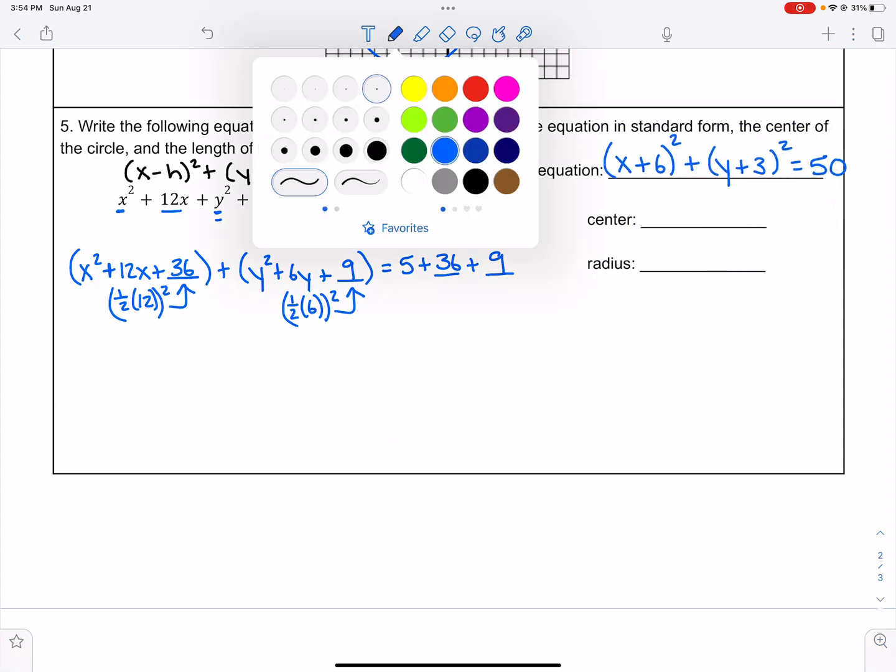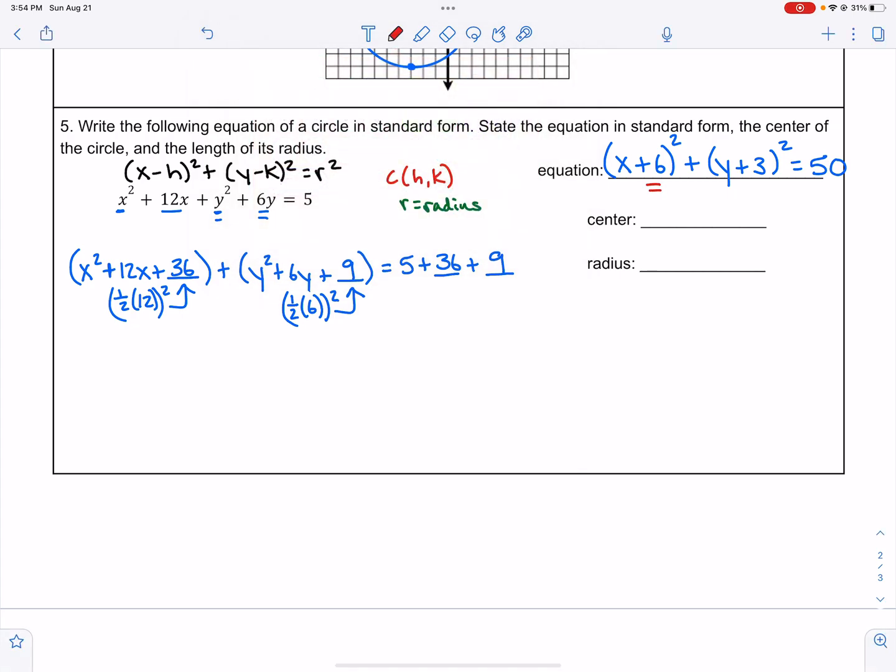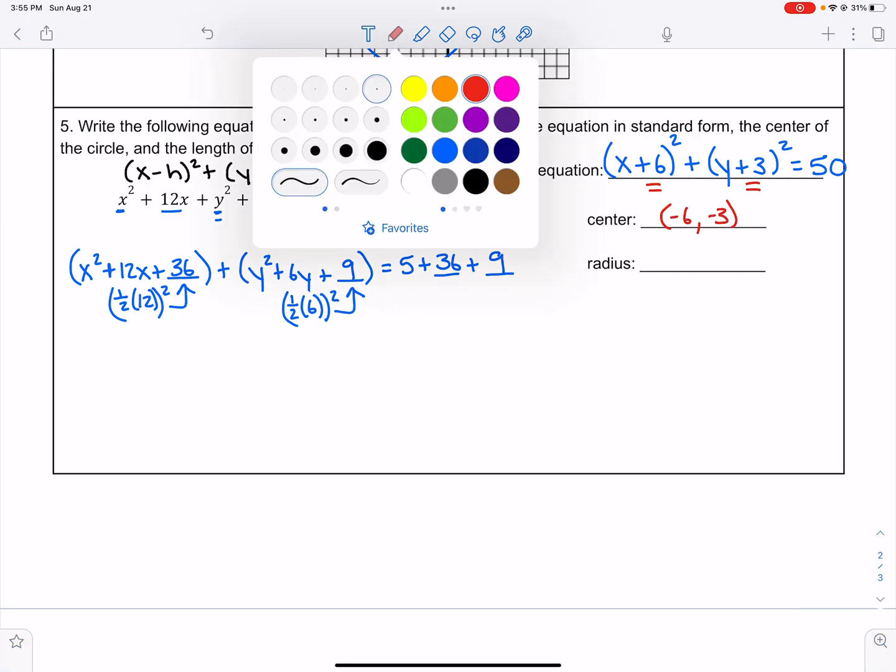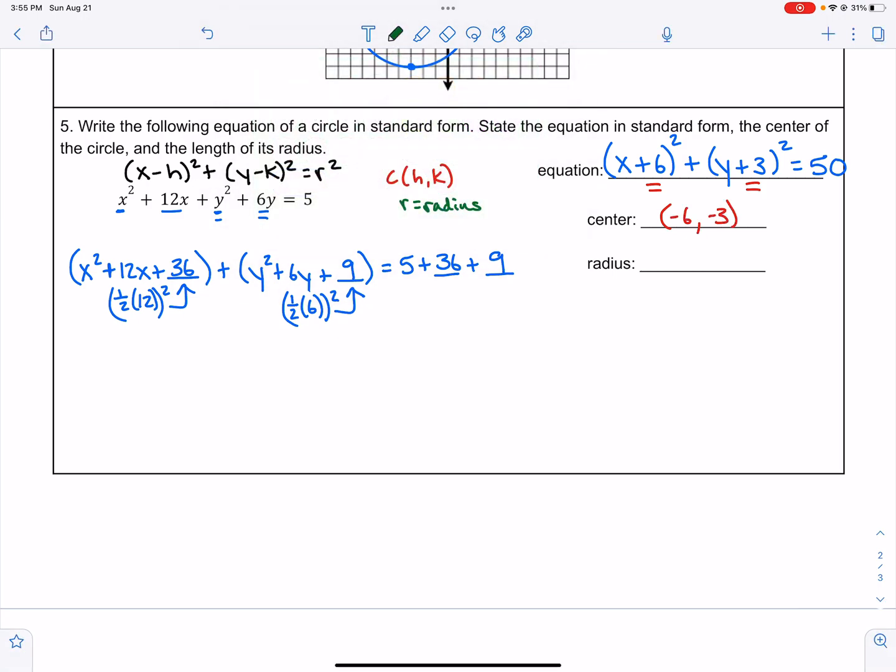Then pick out the center point. So remember to change the sign of your values when you pick them out for the center. So we put -6, -3. Then the radius will always be the square root of what it's equal to. So the square root of 50, which is about 7.1. And you can leave it that way. You can give me the square root of 50, and if it doesn't come out even, just round it to like the nearest tenth. And that's it for number 5.